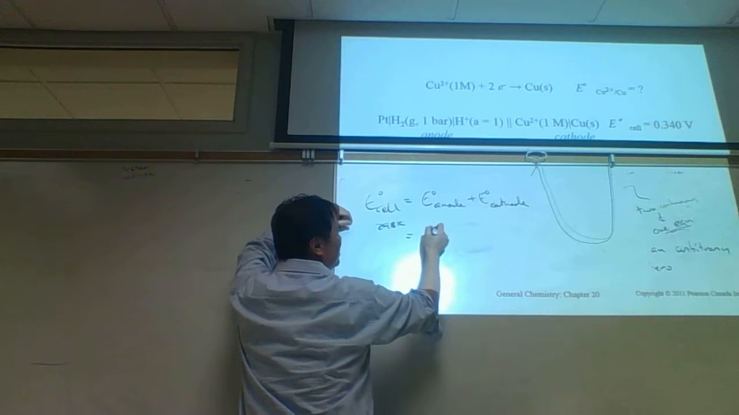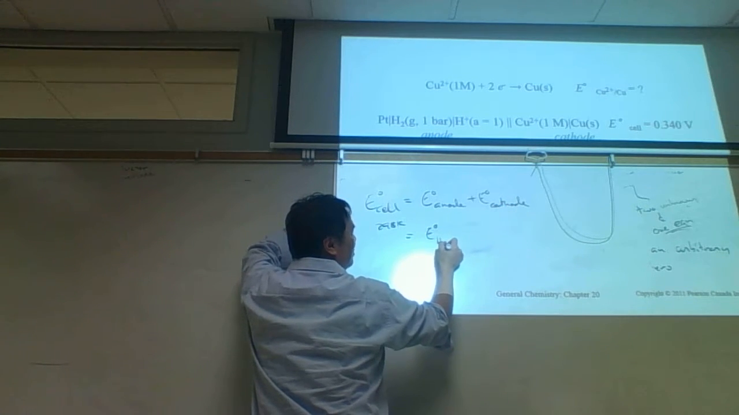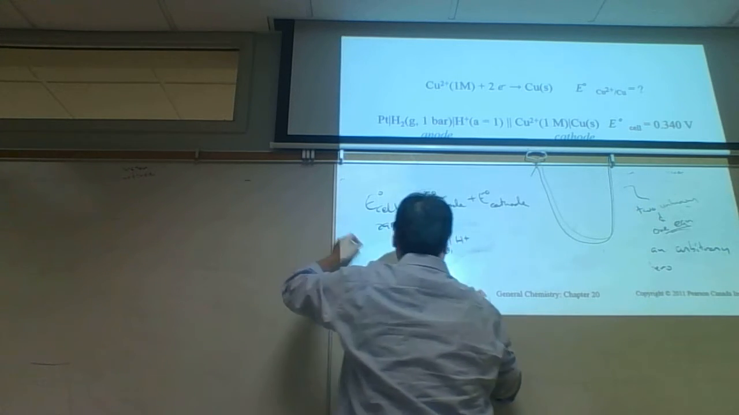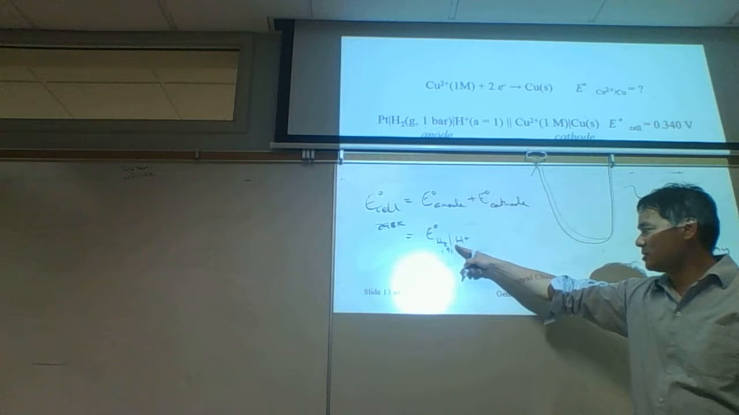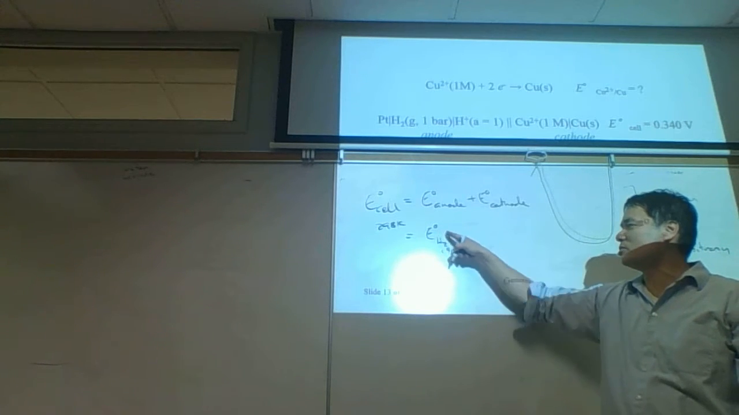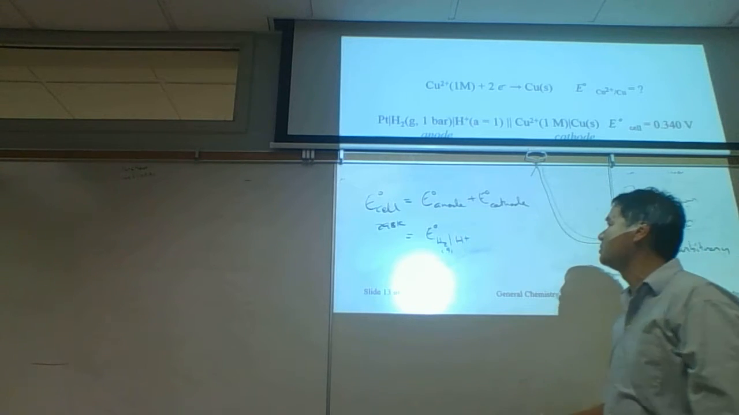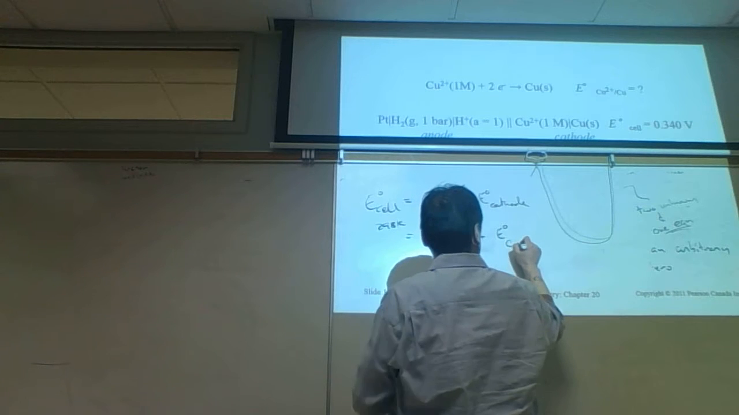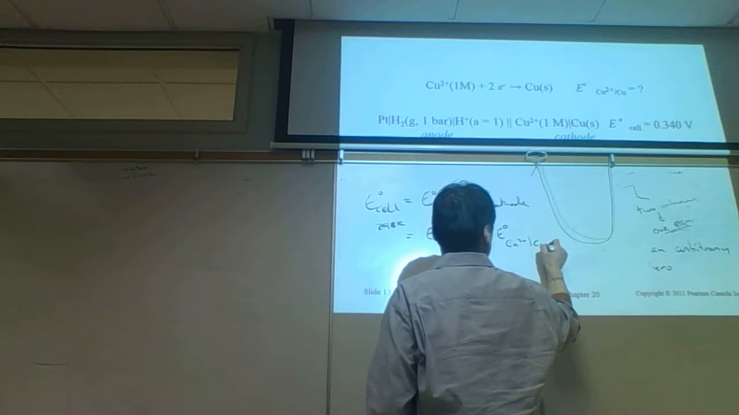The anode potential is this. It's going to be H2 gas goes to H+. Okay, we don't care about the 2 here because the 2 is just a stoichiometric ratio. We care about the concentration here because the concentration has got to be 1 molar. It's under standard conditions. Plus the cathode. The cathode potential is copper 2+ goes to copper solid.